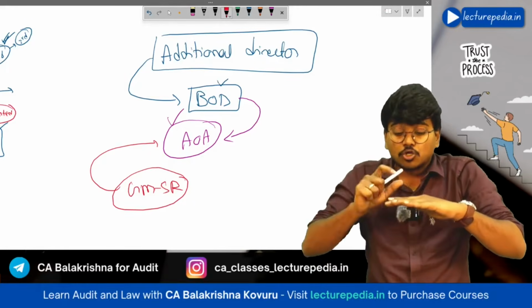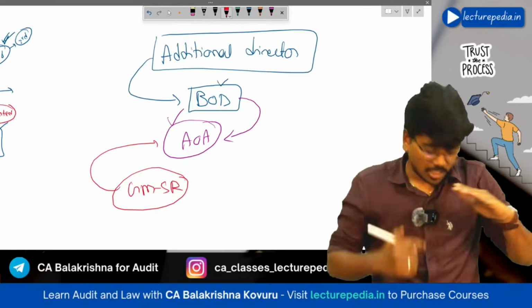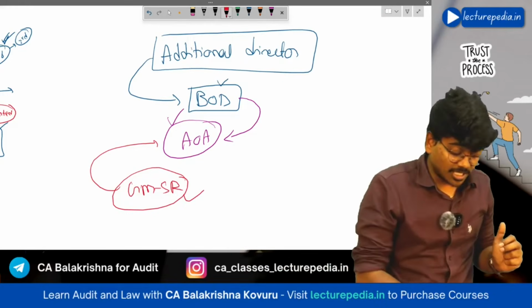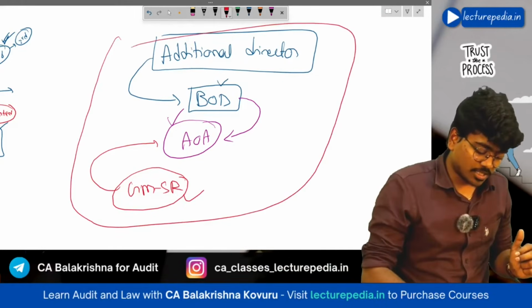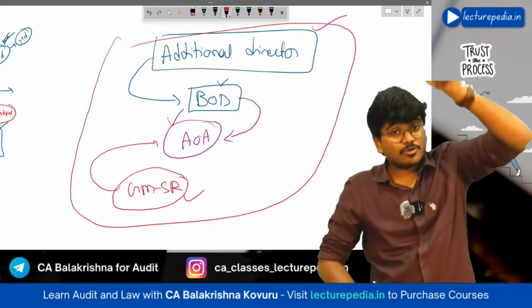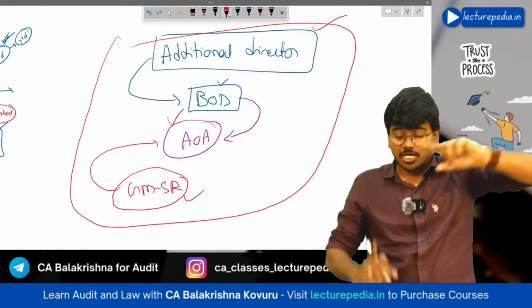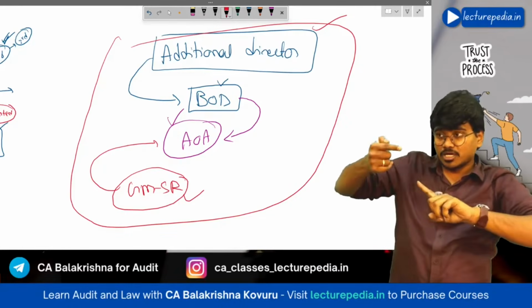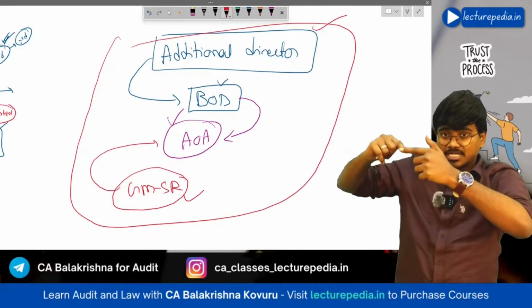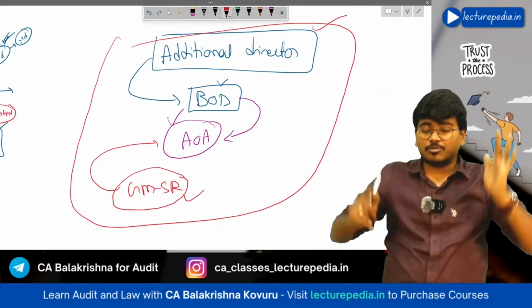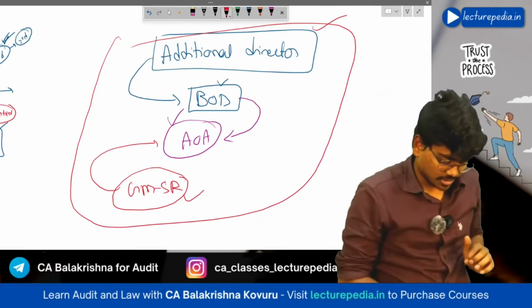You can alter AOA and insert this point in the AOA stating that board of directors can appoint additional director. To alter AOA, what do you have to do? You have to pass a general meeting special resolution. This is the route through which you can appoint additional director if AOA has not given a power. If AOA doesn't give the power, you have to first alter AOA, and by altering AOA, you have to give power to board of directors. Then board of directors can appoint additional director. Hope that is clear.